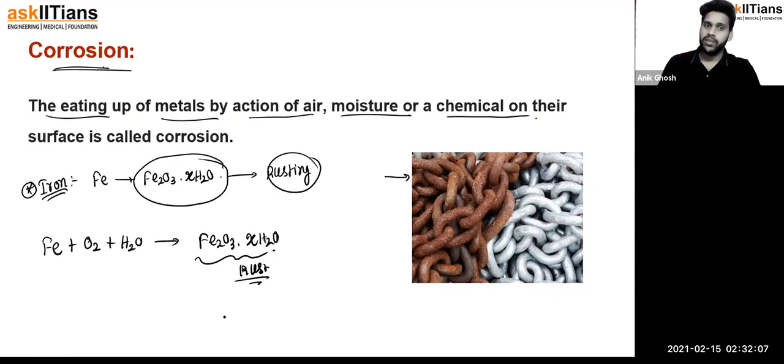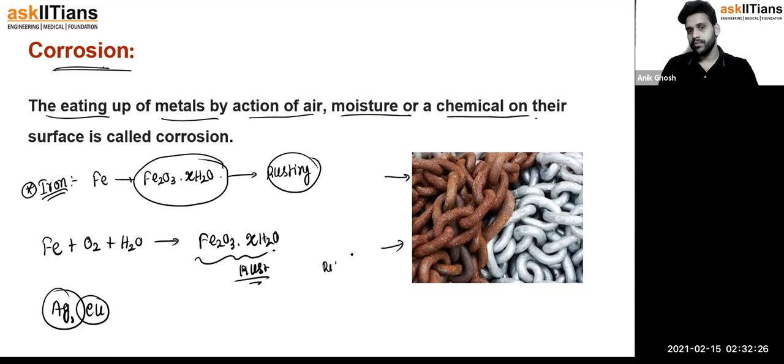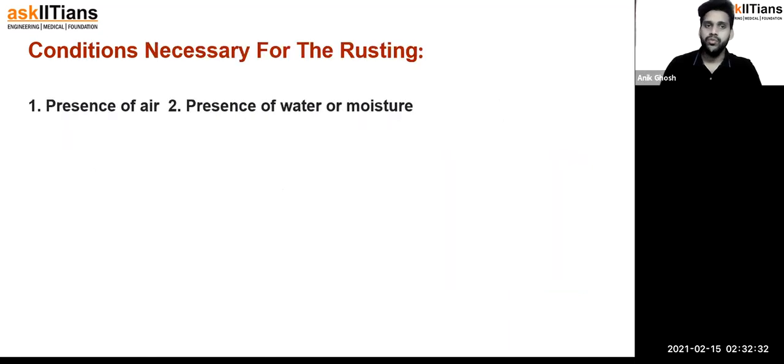Now, this is about rusting, and rusting is a type of corrosion. The same thing happens for silver as well. The same thing happens for copper as well. Like that, all the metals get corroded. I think you can understand that if the metal gets corroded, its reactivity decreases. Its reactivity or usefulness, whatever you say, would get decreased. For that, what we do.